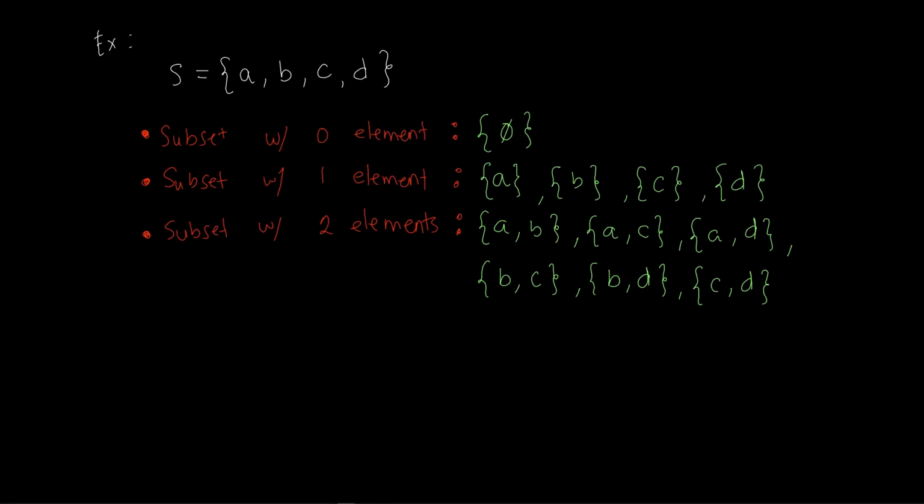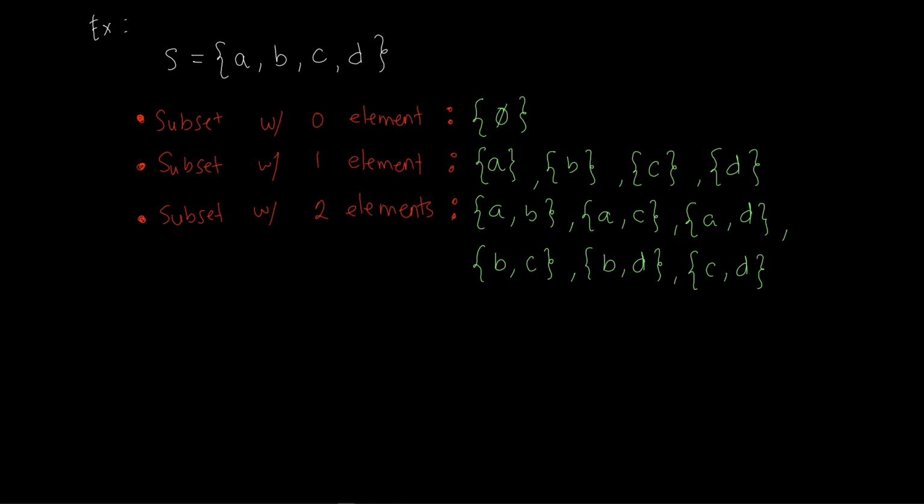Subset with three elements. Okay. Tatlong element yung kailangan natin. Una, A, B, C. Ano pa ba? A, B, D. Very good. Next. B, C, D. A, B, C. Okay na to. A, C, D.